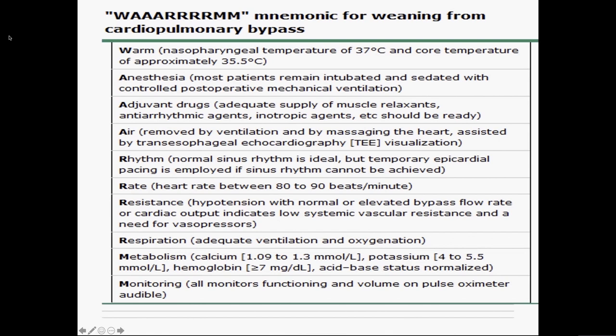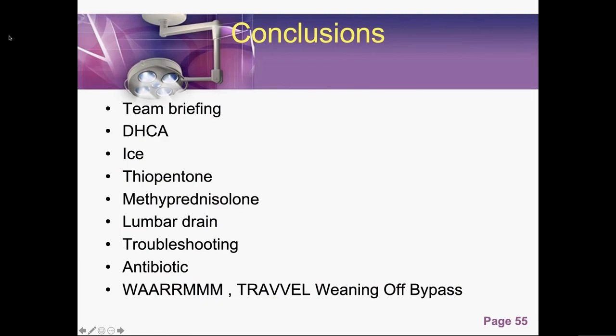This is the weaning off bypass checklist. You should check your temperature, rate, ABG, ventilation, electrolytes, level the table, inotropes. Aortic surgery is very complex and requires a high level of communication between all teams. Troubleshooting should be available for any problem that might happen.